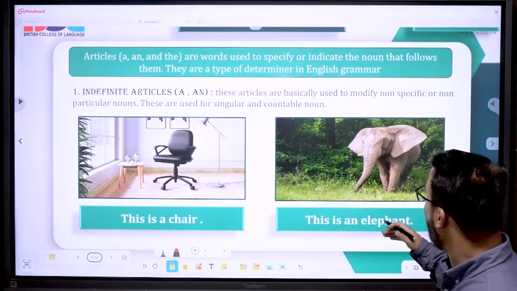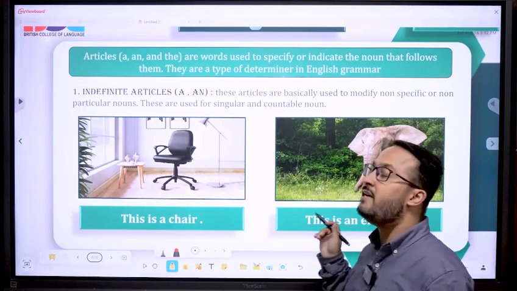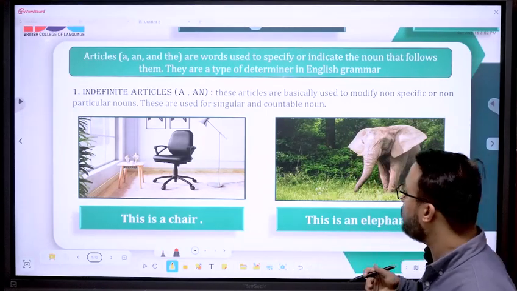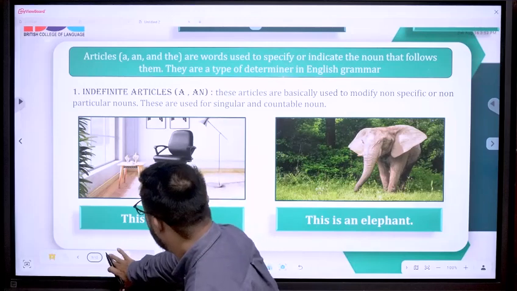Apart from that, this is an elephant. And again, e is a vowel, so an is coming before elephant. So these are some examples.